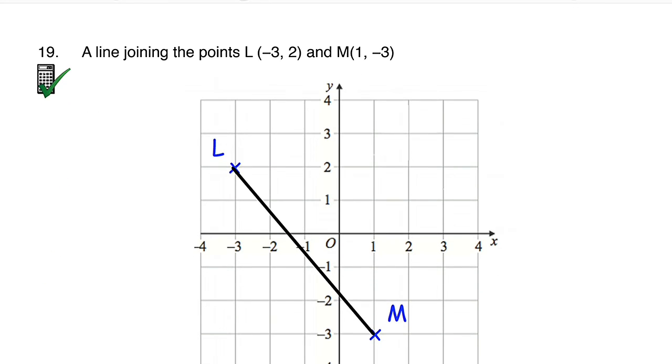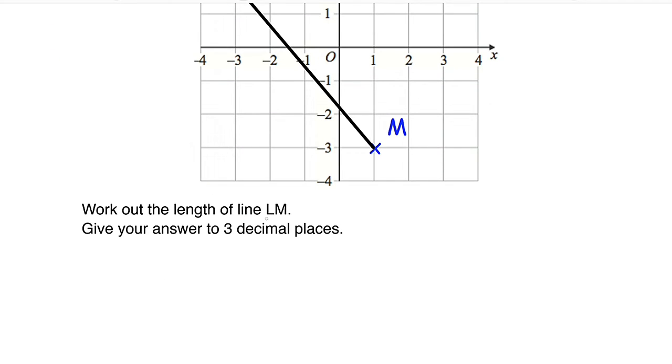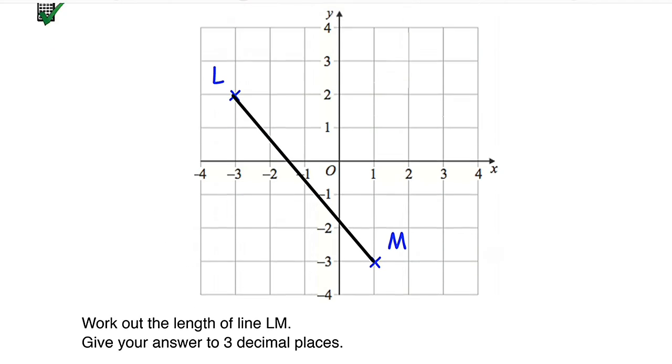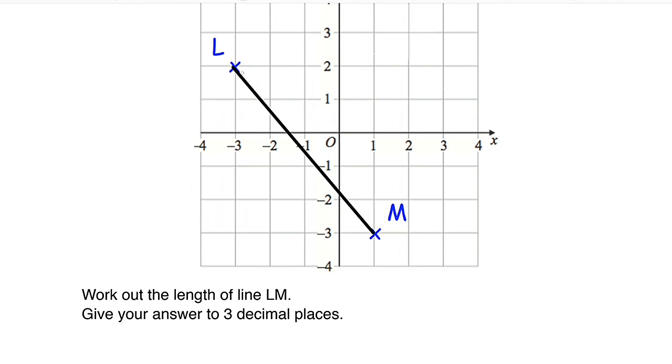A line joining the points L and M with their coordinates, you can see them here. L is what? -3, 2. This is -3, this is 2, so this is a point. The same thing for M, we have 1, -3. Work out the length of the line LM. Where is LM? Okay, we are looking for this length.